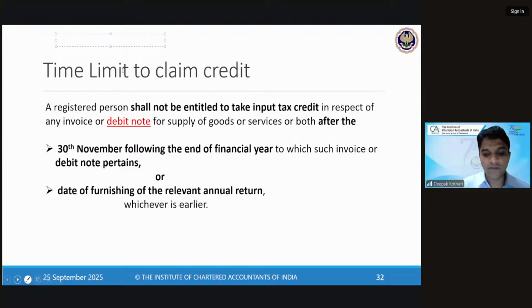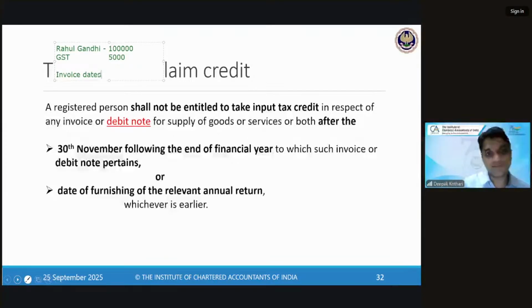Okay. You have purchased goods from Amar Akbar Anthony. Now we will not take Amar Akbar Anthony again, we'll take some other example. We'll take the example of Rahul Gandhi. Rahul Gandhi has supplied goods for 1 lakh rupees. Okay, and he has charged GST, say 5% instead of 12%, so he has charged 5,000 rupees. Okay, and the invoice is dated 30th April 2025.